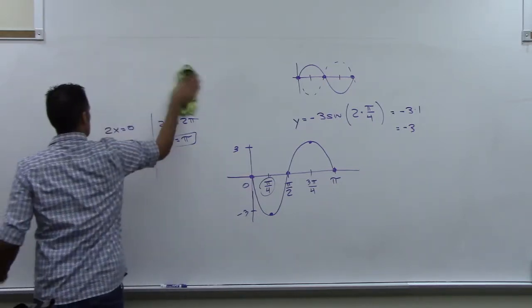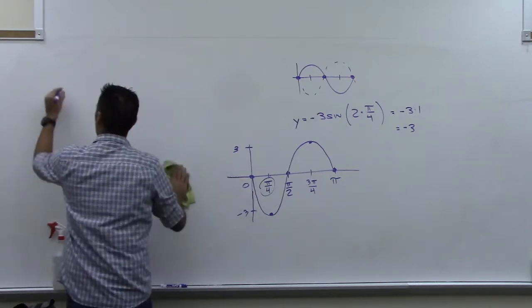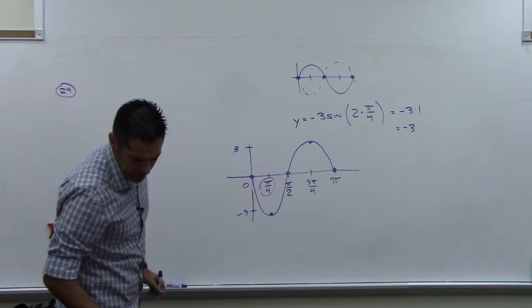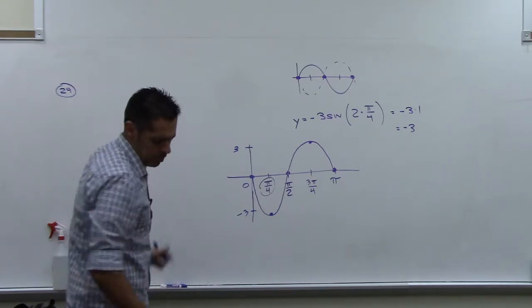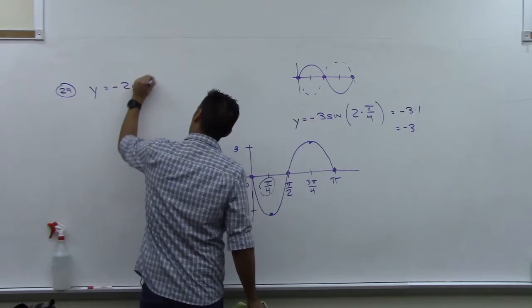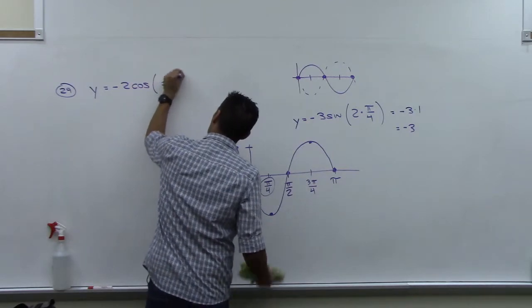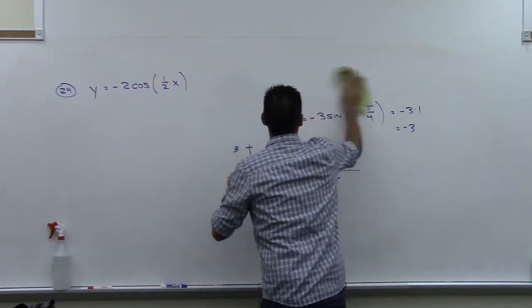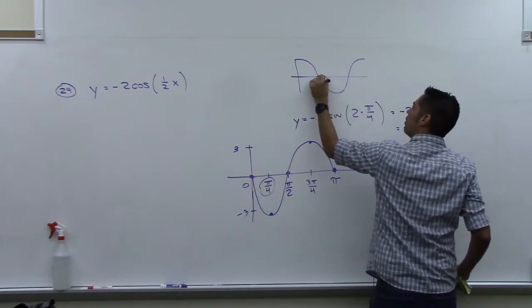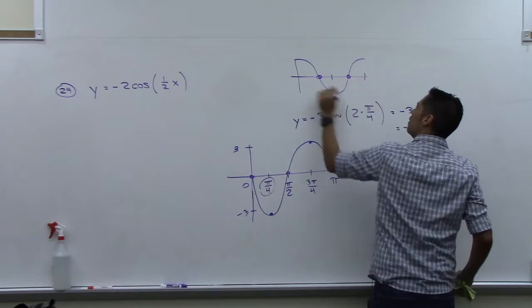All right, let's look at 29. Okay, so for 29, y equals negative 2 cosine of 1/2 x. Okay, I know that cosine looks like this. Got those 2 points there.